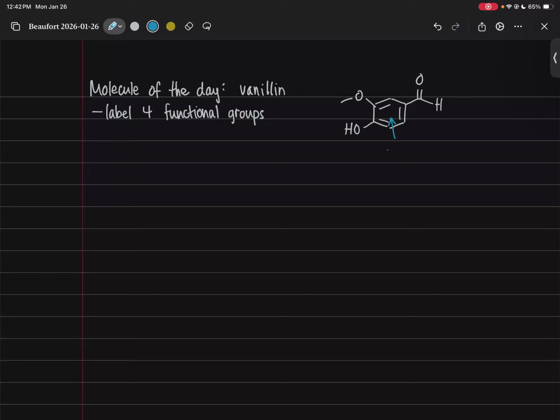So that is a benzene or aromatic ring. Technically, it's not a phenyl group because a phenyl group is only attached at one position to the rest of the molecule. But if you said phenyl, that's okay for now. We have this OH, which is called what? Hydroxyl or alcohol.